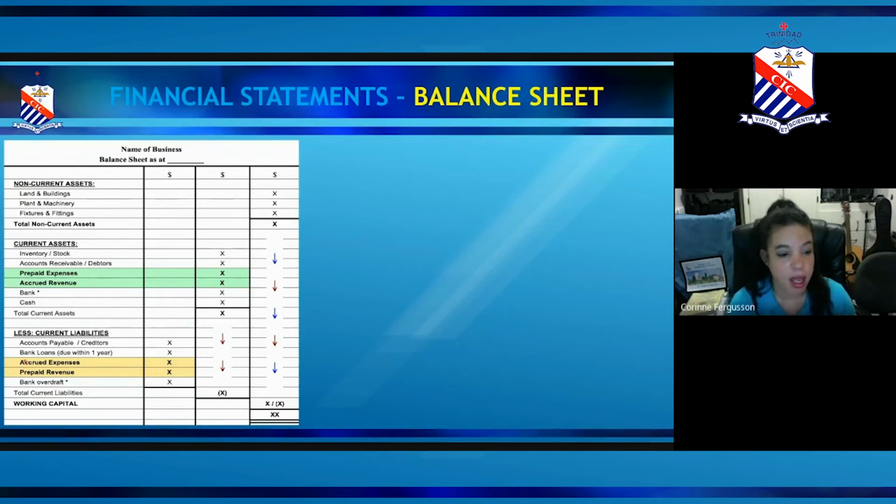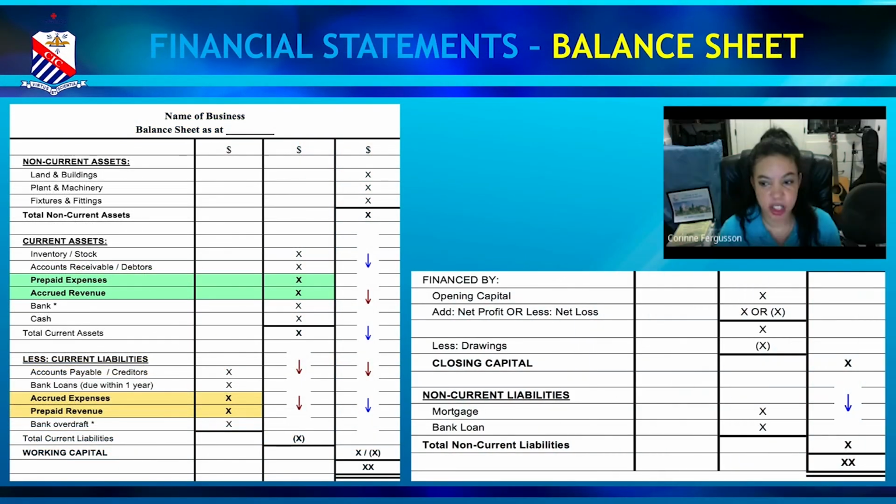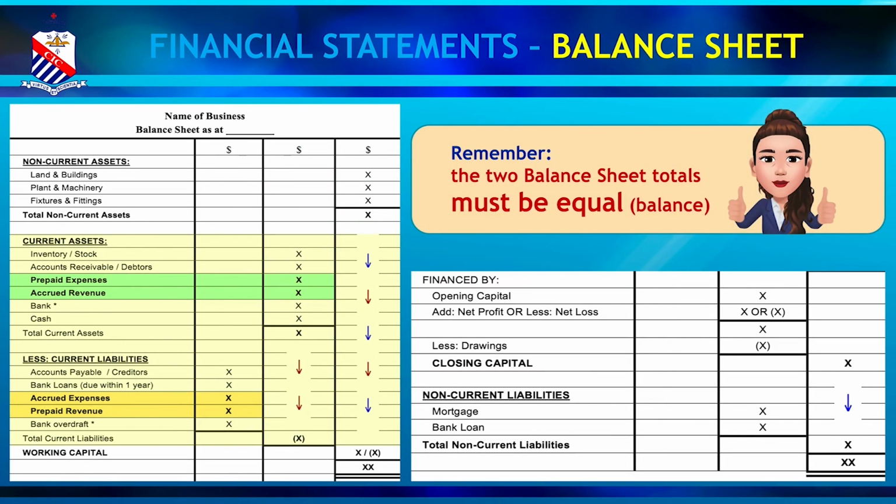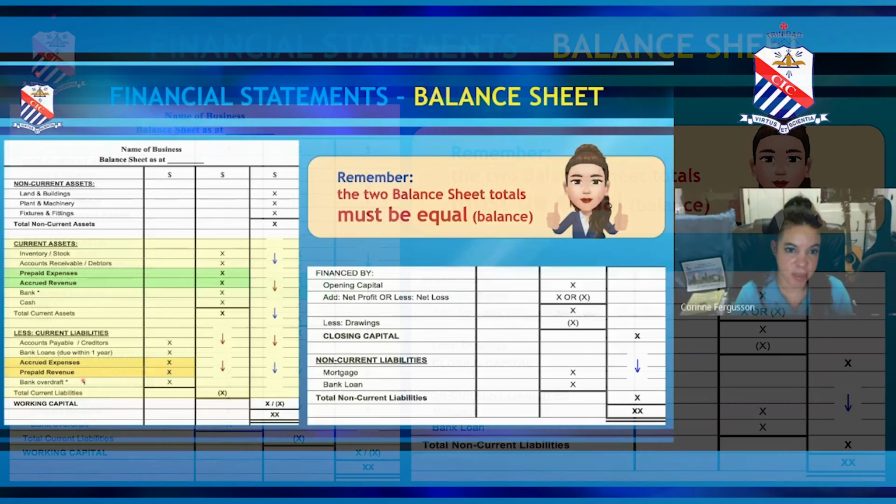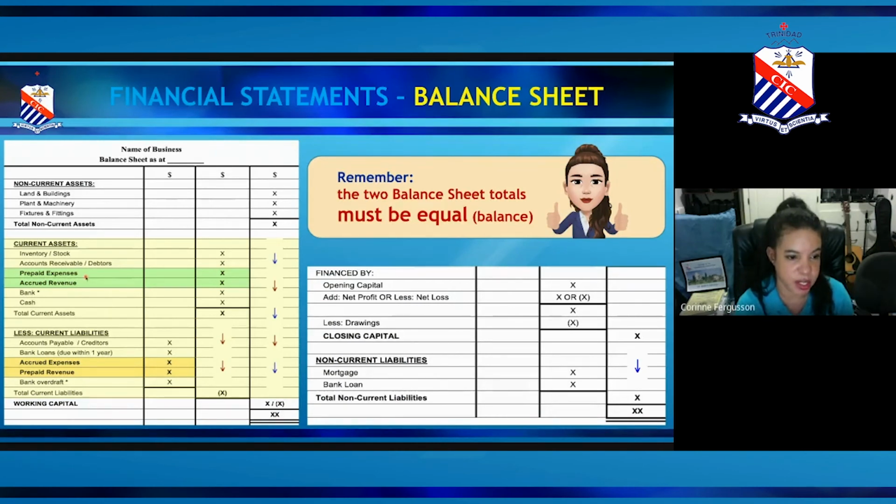Good? And then you have these two new ones here, the accrued expense and the prepaid revenue, right before the bank overdraft, if there is a bank overdraft. And then you have the second part, which is the financed by. It's the same format. The only thing that has happened is that we have the new area, which would be your current assets and your current liabilities. But doing the balance sheet is the same thing. You start with the same things. You just have these two new things here.